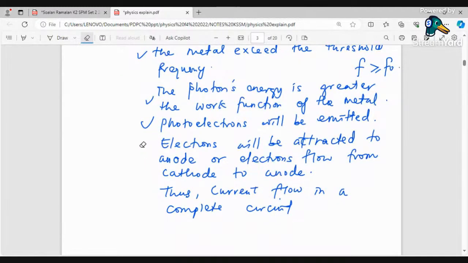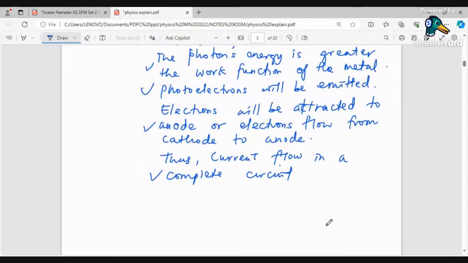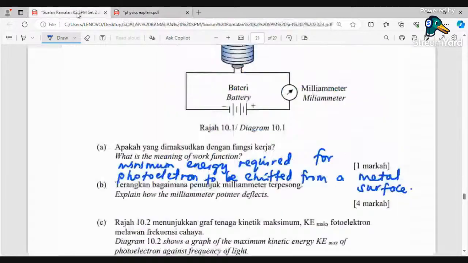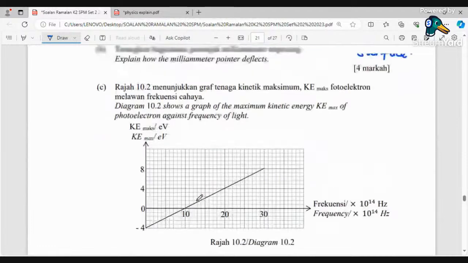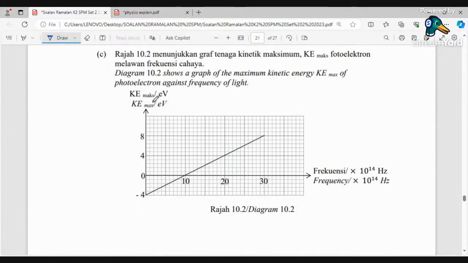Okay, ini dia nak 4 markah. Okay, 4 markah. Paling banyak pun dia letak 5 lah. Okay, untuk 10C. Okay, diagram shows Ke max of the photoelectrons against frequency.